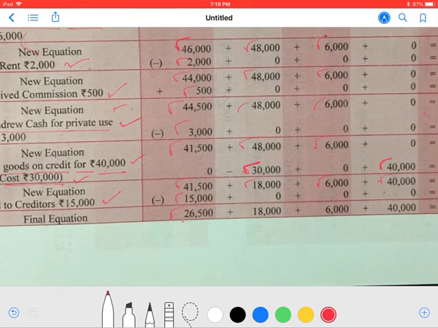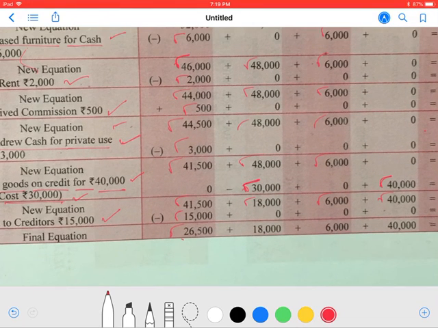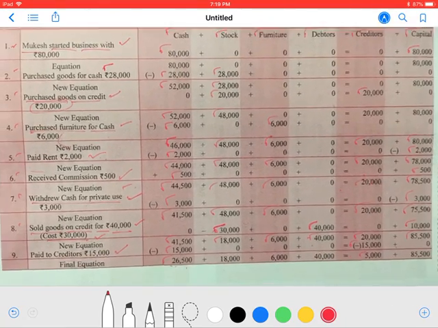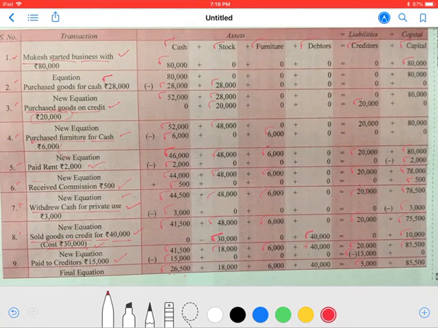So here comes the final equation, and the equation is 26,500, this is the value of cash, okay, and 18,000, this is the value of stock, and 6,000, this is the value of furniture, and 40,000, this is the value of debtors, this 5,000, this is the value of creditors, and this 85,500, this is the value of capital.